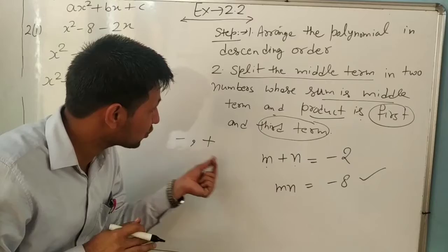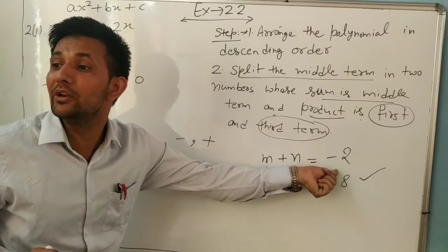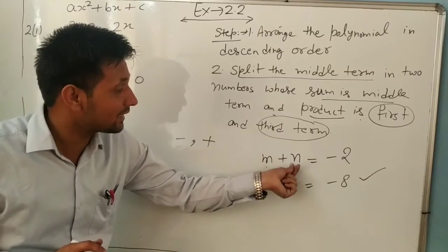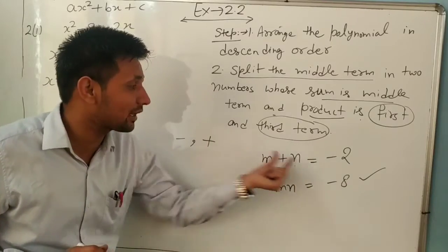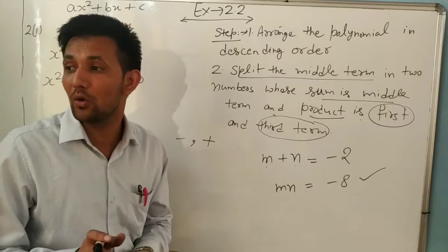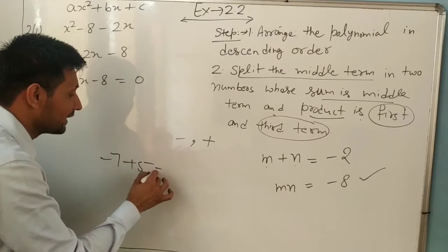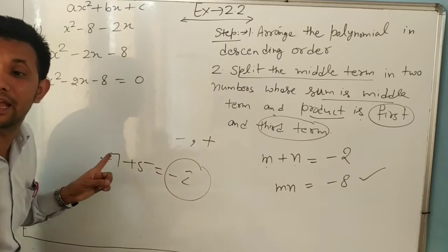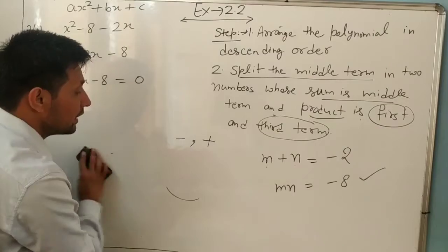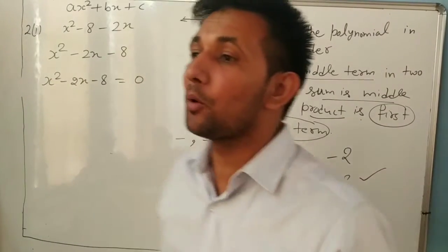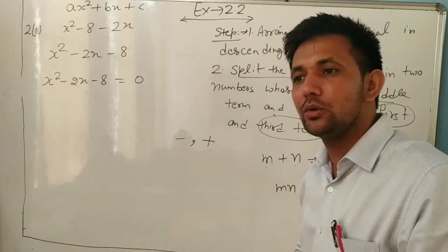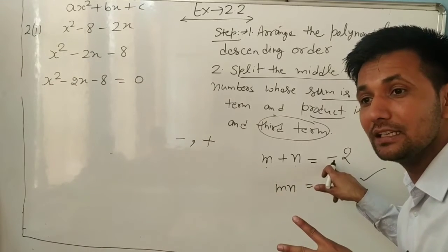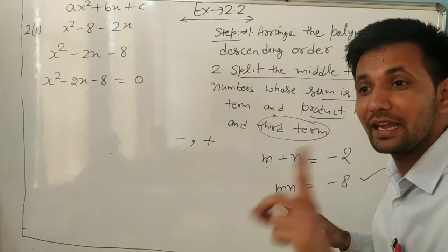But one more thing, the sum of these two numbers is negative. One is negative, one is positive, and the sum comes negative. It means the greater one is negative, because minus 7 plus 5, the sum of two numbers, comes minus. So the greater number should be negative. So you have to think like this. Product of two numbers is negative, one positive, one negative. Which one will we take positive and which negative? The sum of two numbers is negative, so the greater one is negative.